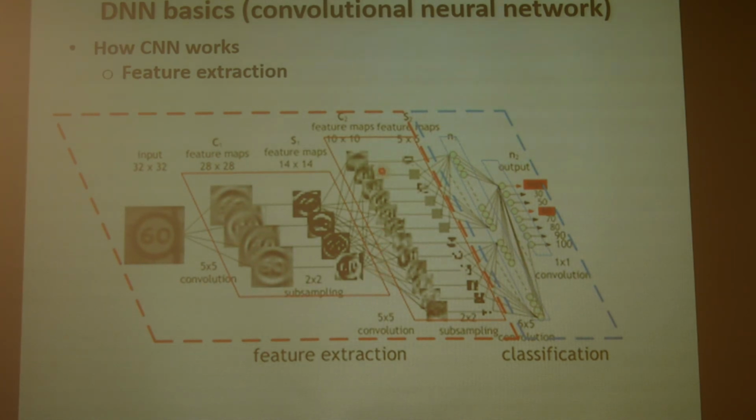And for the deeper layers, it finds some more abstract or high-level features for making the decision. And those features are very difficult for humans to understand.